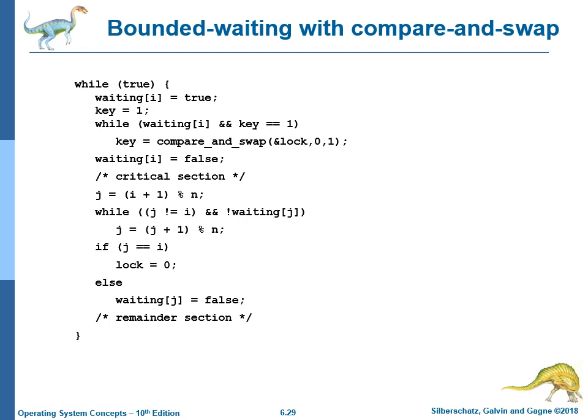So what happens is the mutual exclusion is met, and to prove the progress is met, we see the argument presented in the mutual exclusion also applies. To prove the bounded waiting, we know that when a process leaves the critical section, it scans the array waiting in cyclic ordering. It designates the first process in this ordering that is in the entry section as the next one to enter the critical section. So any process waiting to enter its critical section will do so within n minus 1 turns.